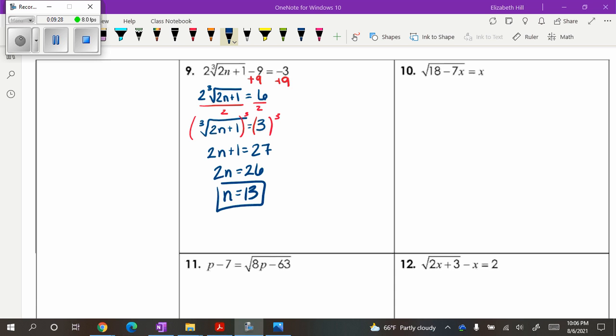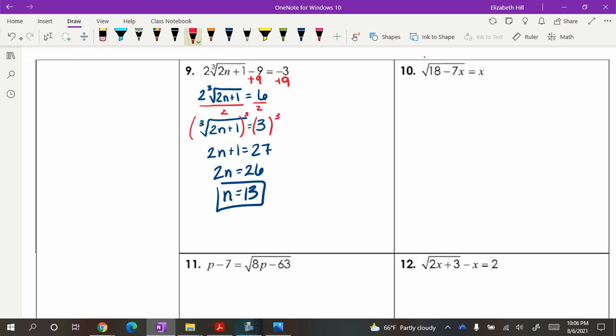All right, so number 10, well, here's a situation where not everything is always going to work out all dandy. Notice that your radical is isolated, so that is good news for us. Since I'm working with the square root, we're going to square both sides. So that leaves us with 18 minus 7x equals x squared.